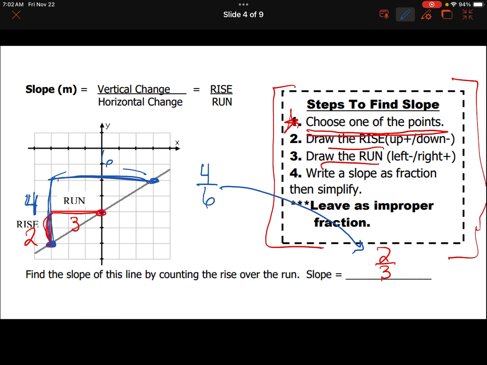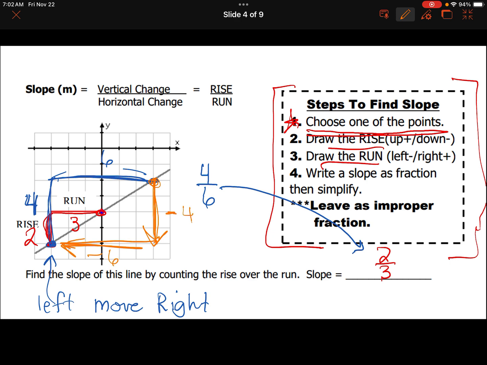Please always pick the farthest to the left point and move right. Okay? Every year I get a kid or 2 who's looking at it backwards and they want to start right here and go this way. Okay, if you do that, you need to understand that would be down 4 and left 6. And what does negative 4 over negative 6 equal? Positive 2/3. We can avoid that mess if everybody starts on the left. Start as far left as you can for your first point.